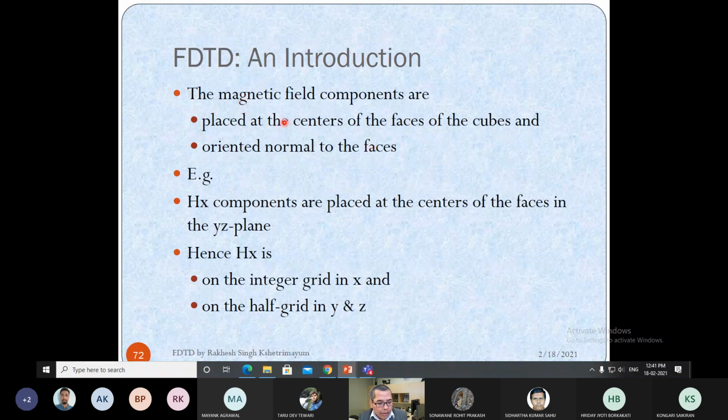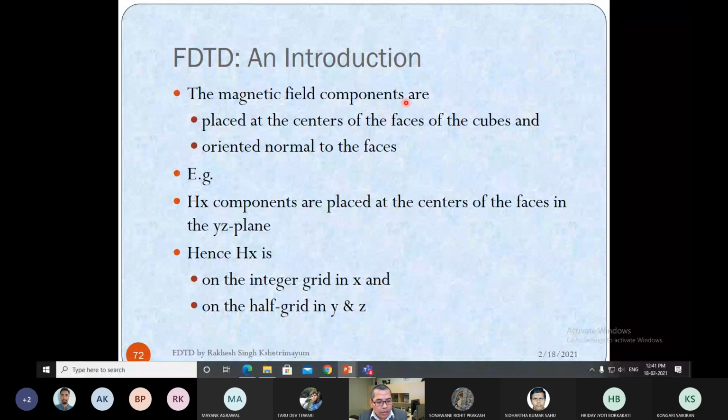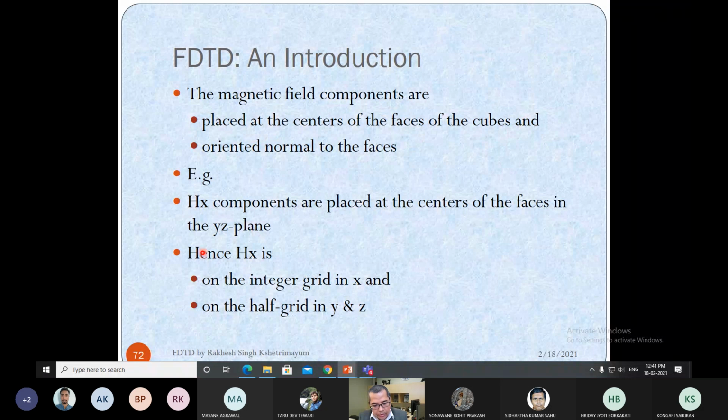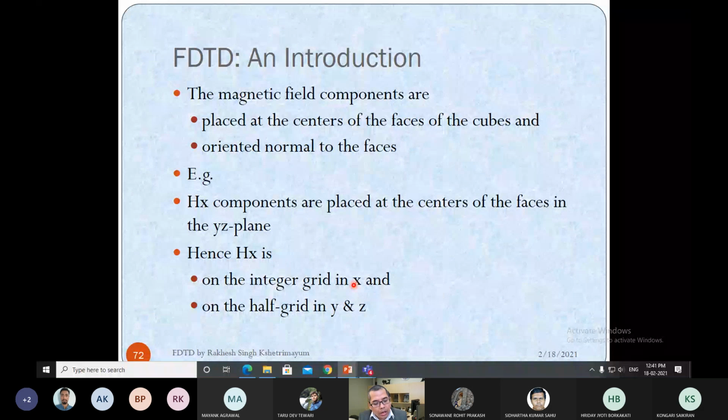Let's say magnetic field components, how magnetic field components are placed on that master diagram, the FDTD cube. They are placed at the center of faces of the cubes and oriented normal to the faces. For example, Hx was placed in the face of the YZ plane, at the center of the face in the YZ plane. So what does that mean in terms of the FDTD update equation? That means Hx is on the integer grid in x and on the half integer grid in y and z. Since it's at the center, it would be in the half integer grids.